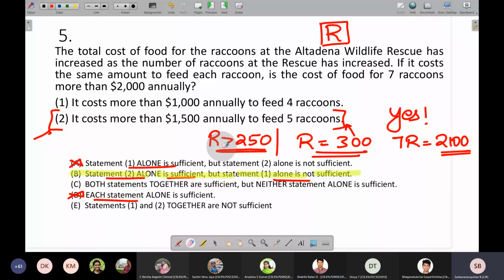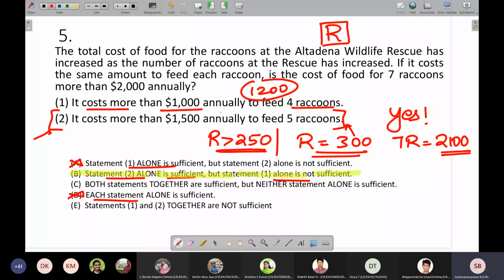So you can see that in order to feed 4 raccoons, the cost will be 4 into 300. The value comes to 1200. You can see that it costs more than 1000. You can see here the cost is 1200. You are satisfying that condition presented in statement 1. And you can see that 7R, it is more than 2000.